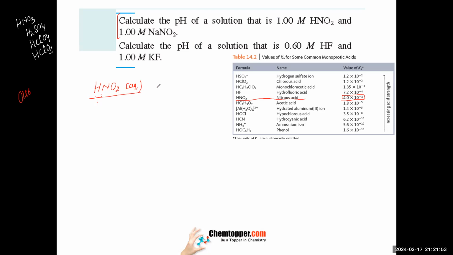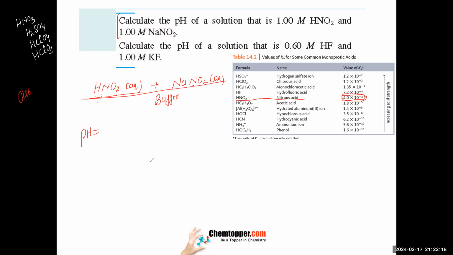And NaNO2, you can see that it is the salt of this acid. So is this system a buffer? Yes, it's a buffer. You can use the Henderson equation. pH equals pKa plus log. What's the pKa?